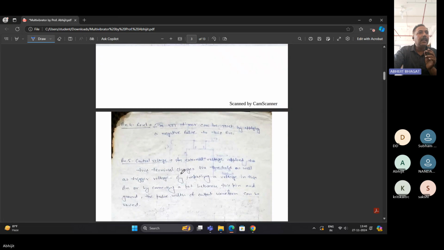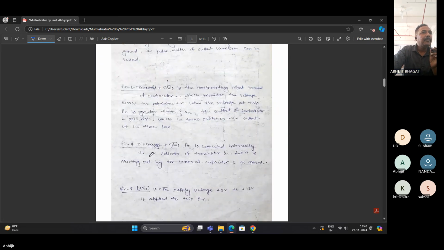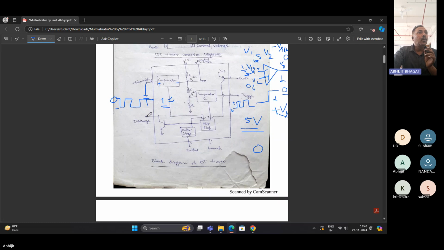Next is the discharge. Pin number 7 is the discharge. Whatever capacitor is here, this capacitor is discharged by using pin number 7. So it is called the discharge pin. In the external circuit, whatever capacitor is connected, it is discharged through pin number 7. Okay, so this is the discharge pin. Is it clear?